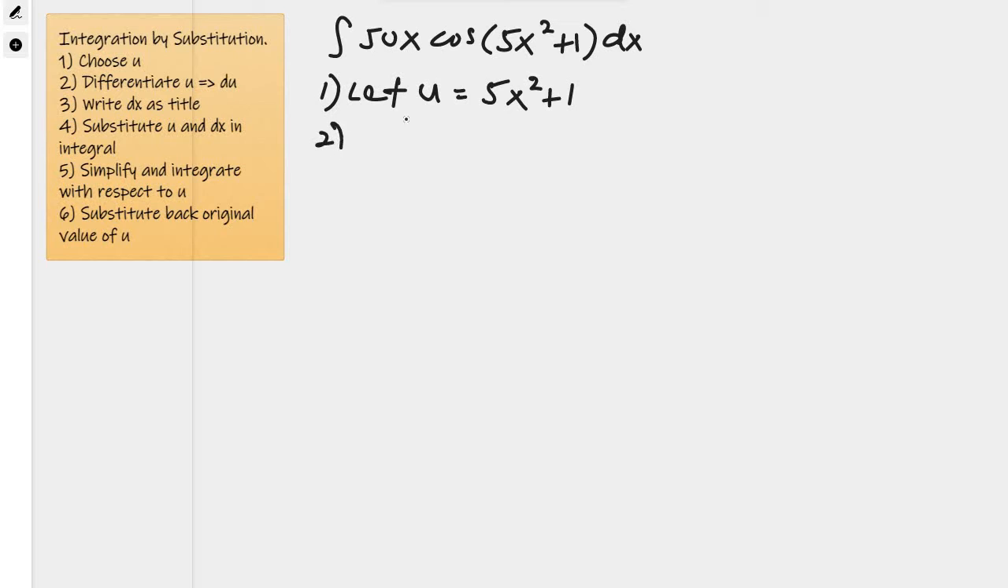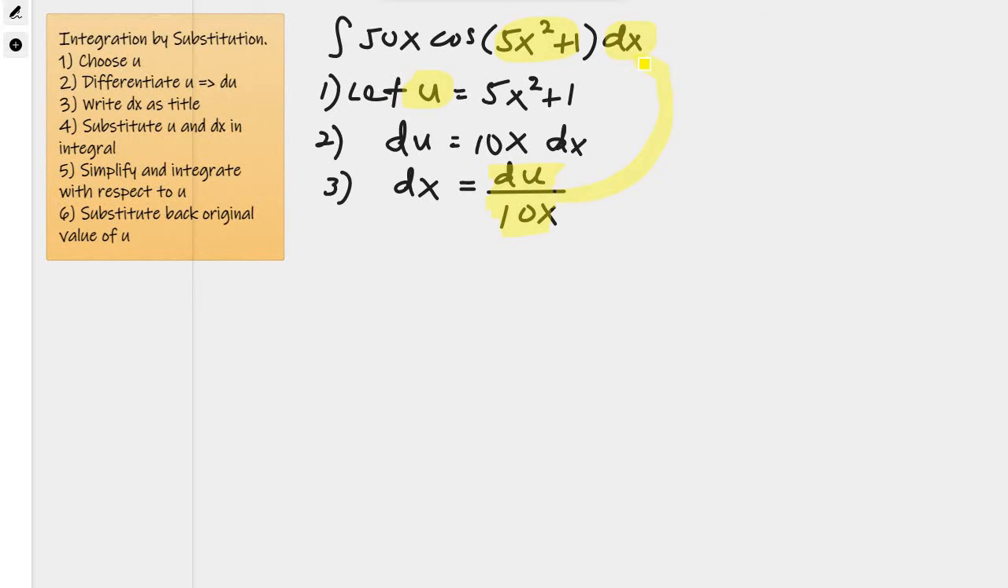Then we proceed to the second step, which is we differentiate the u. Just now we already differentiated it, we get 10x, and don't forget to write dx: 10x dx. Third step, you rewrite so that the dx is by itself on one side. The other value you bring to the other side, so you get du over 10x. Next step, you substitute the u inside here, and for dx, you substitute with this value.